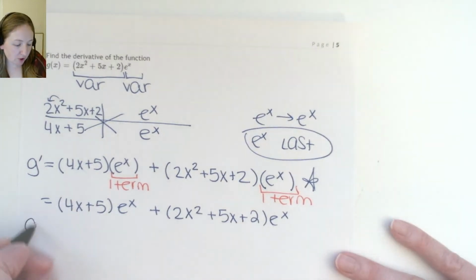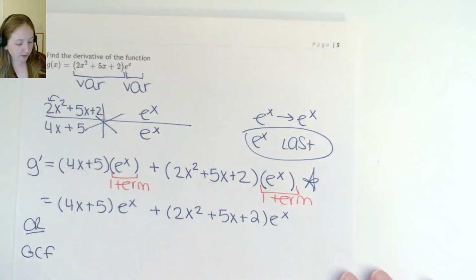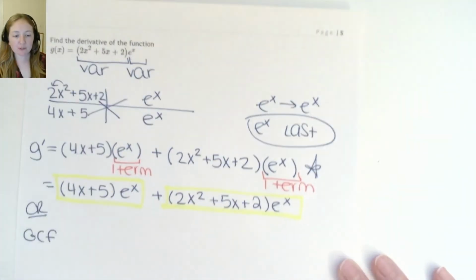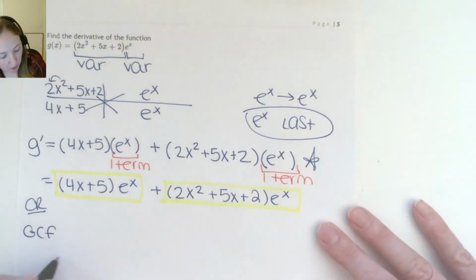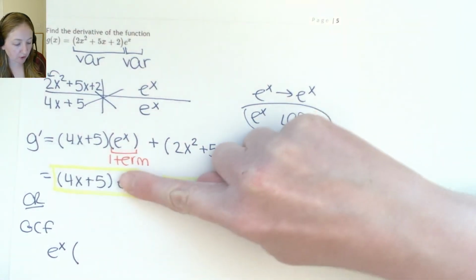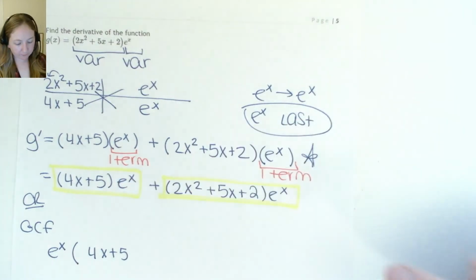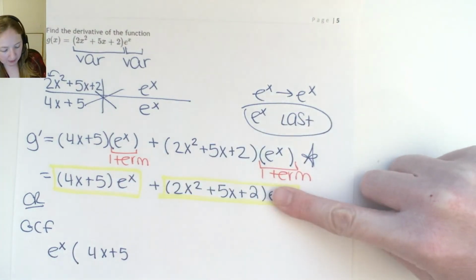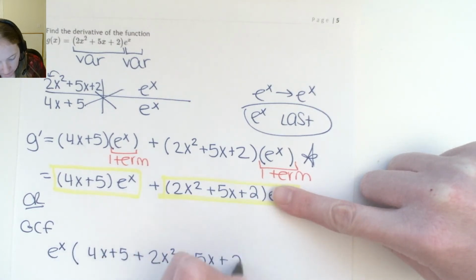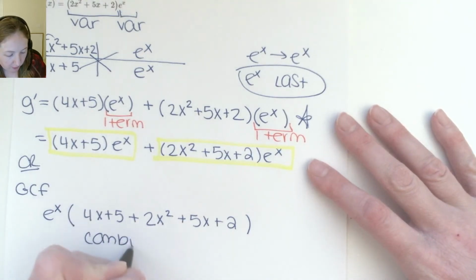Another thing that you could do, just as for your information, is you could factor out the GCF. So looking at the two terms that we have here, the most that we could factor out as a GCF would be e to the x. That would then leave us from the first term, the e to the x is factored out, so just 4x plus 5. And then from the second term, 2x squared plus 5x plus 2.